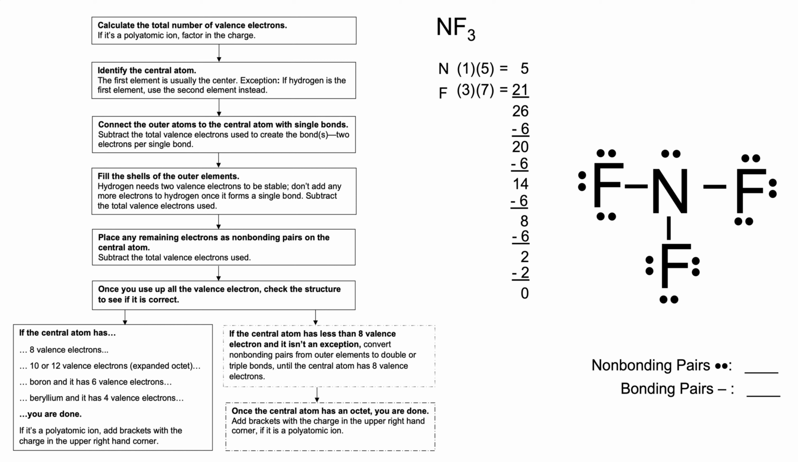Nitrogen has 8 valence electrons total, therefore this Lewis structure is done. There's a total of 10 non-bonding pairs and 3 bonding pairs. 10 plus 3 gives me a total of 13. 13 times 2 gives me 26. It matches how many valence electrons I needed to place in the Lewis structure for this compound.